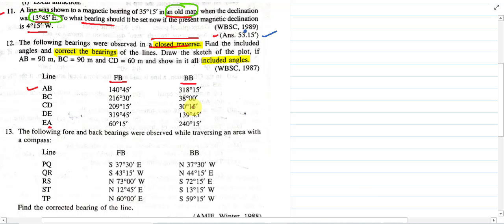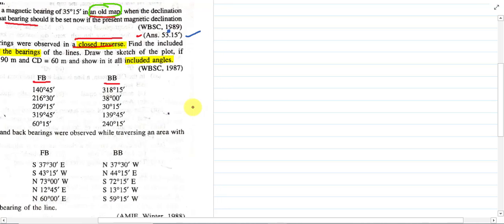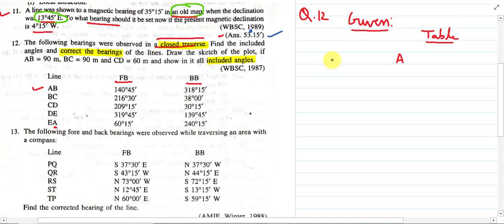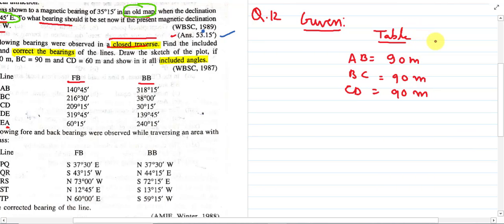So how do we solve this numerical? We just work with the given data. First of all, what we have in the given data: we have a table, and we have some measurements of lines. There are three lines, AB, BC and CD. These are given in the form of meter. So this is our given data.